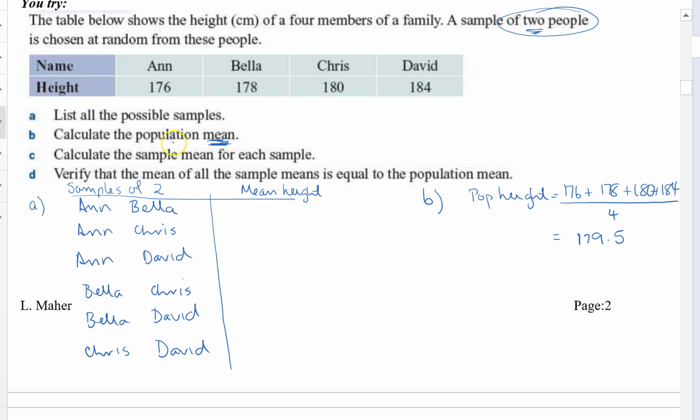B says calculate the population mean. So the population mean is this: add up the 4 numbers, divide by 4, and you've got 179.5. Like I said, this example is not very realistic. You wouldn't need to be forming samples and doing statistical calculations on them when you've only got 4 people. Of course, you would just stop here and work out the population mean.